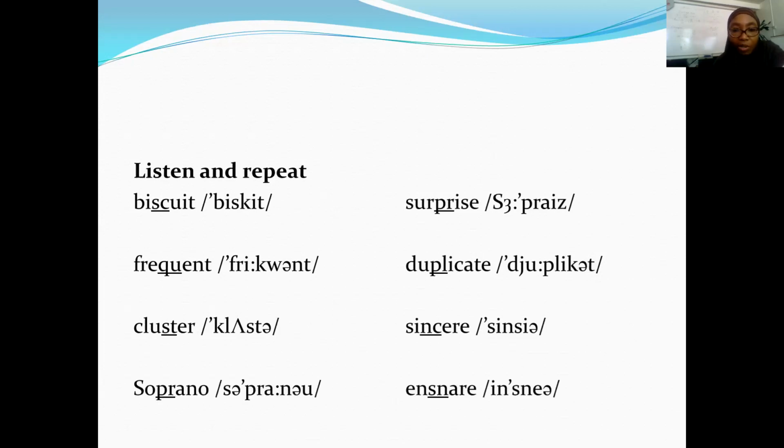More examples, you have the word soprano and ensnare. All those words are words from the English language containing clusters at the medial position. Once again, I'll remind you that the topic is consonant clusters at the initial, medial, and final position. We focus on 2 consonant sounds occurring together.